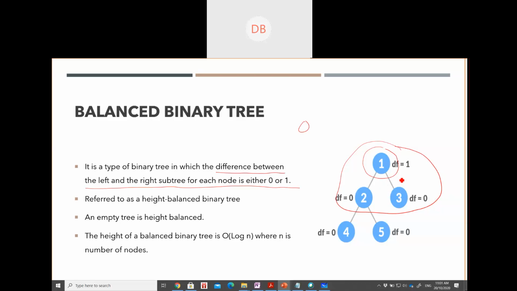Okay, sorry. For this root, you have to consider both. So, was the height 2 minus 1. Your left subtree is at height 2 and your right subtree height is 1. So 2 minus 1 is 1. Right? So for this node, difference is 1 minus 1, 0. For this node, there are no left and right subtrees, so difference is again 0. Again, for these leaf nodes, difference is again 0. So, in this tree, for all nodes, the difference between left and right subtree is 0 or 1. So, it's a height balanced tree.